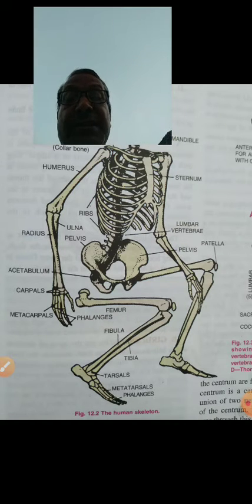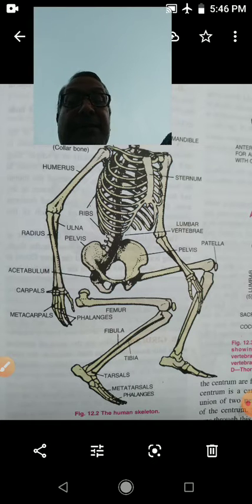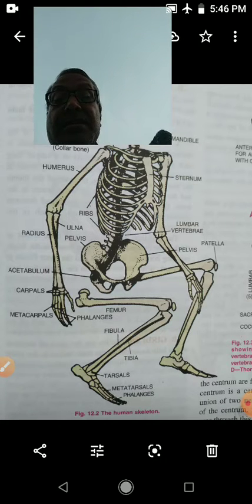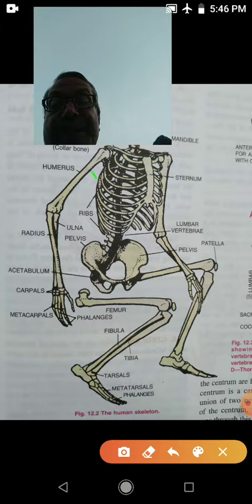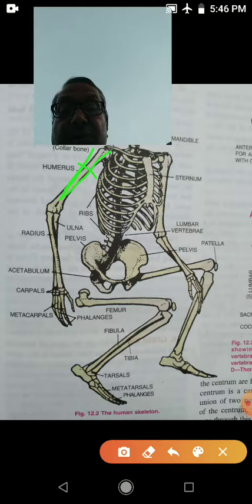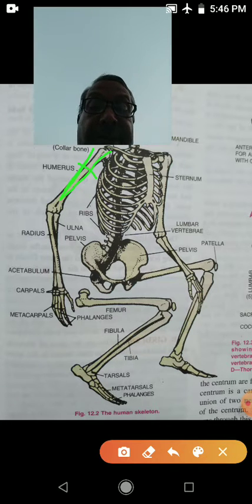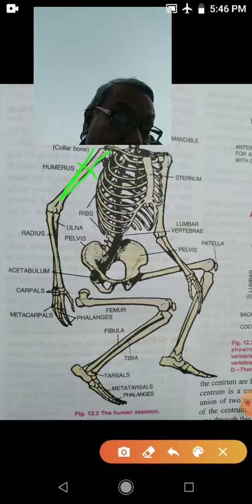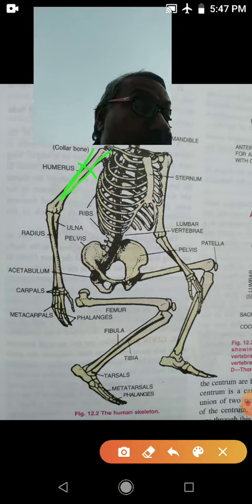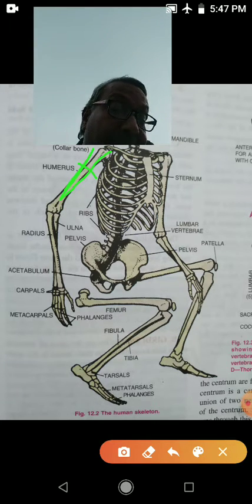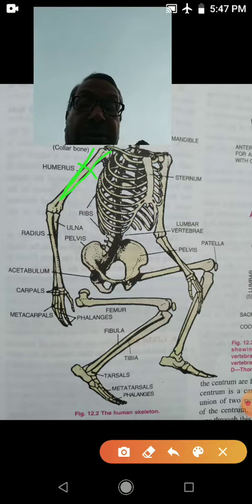Now next you have to see the bones of upper limbs. So this is the humerus in the upper arm. There are 2 bones in the lower arm, that is the radius and ulna. So the bone which is facing the thumb is called radius, and the bone which is facing the little finger is called ulna. So radius is on the side of the thumb and ulna is on the side of the little finger.